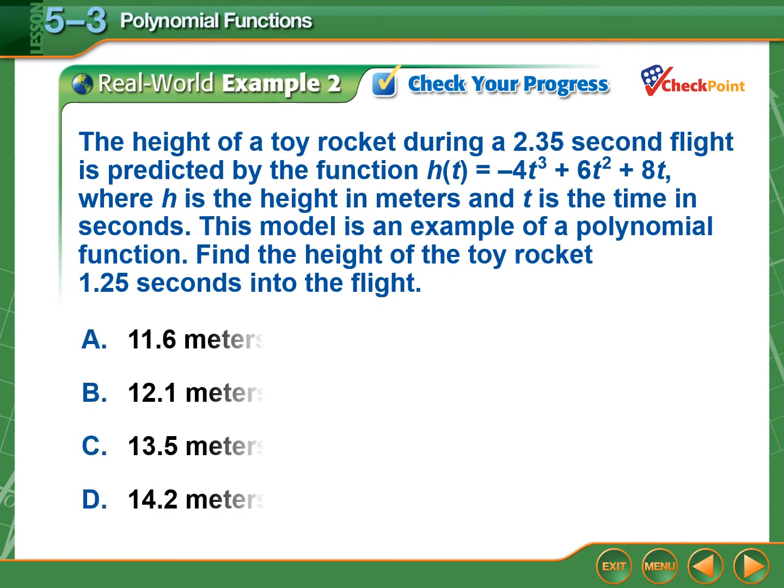Let's take a look at another one. Here's one that you can do. Same sort of thing. You're going to have to solve. You're told the height of a toy rocket during a 2.35 second flight is predicted with this function. H of t equals negative 4t cubed plus 6t squared plus 8t. H is height in meters, t is time. Notice we always give you exactly what each variable is about. And we want to find the height of the toy rocket 1.25 seconds into the flight. So you're going to have to do the solving for that, and hopefully you come up with letter A, 11.6 meters.